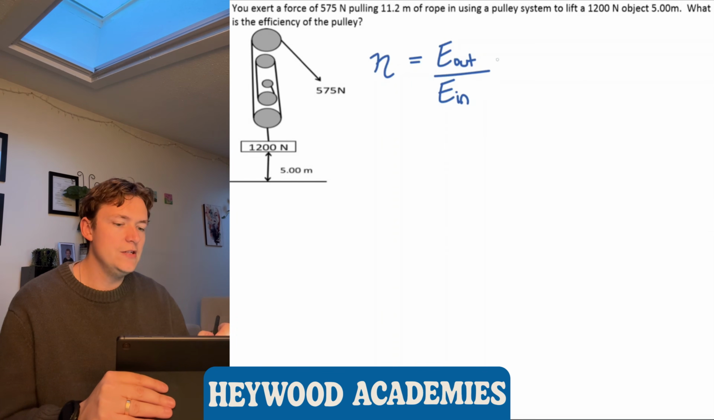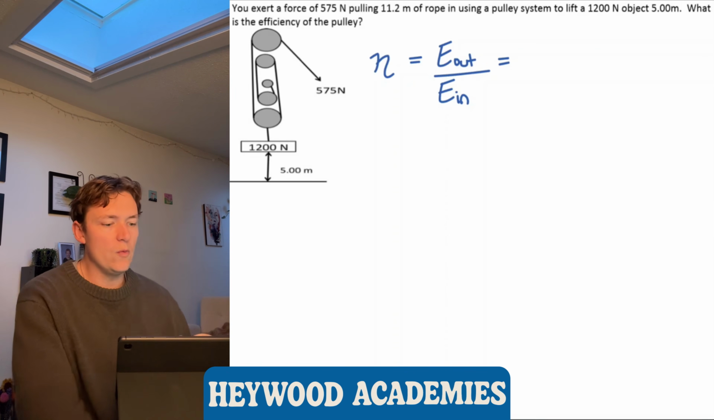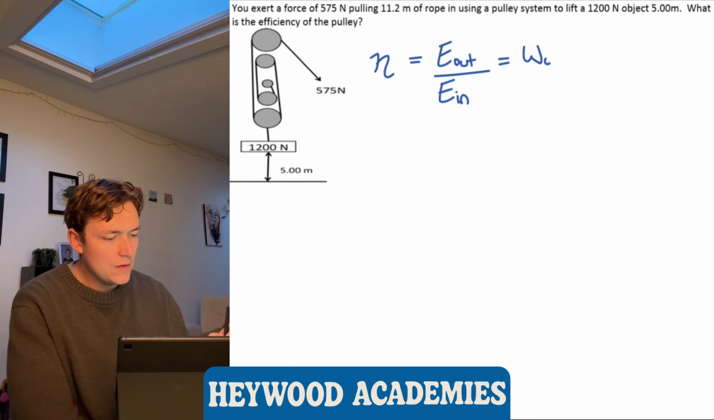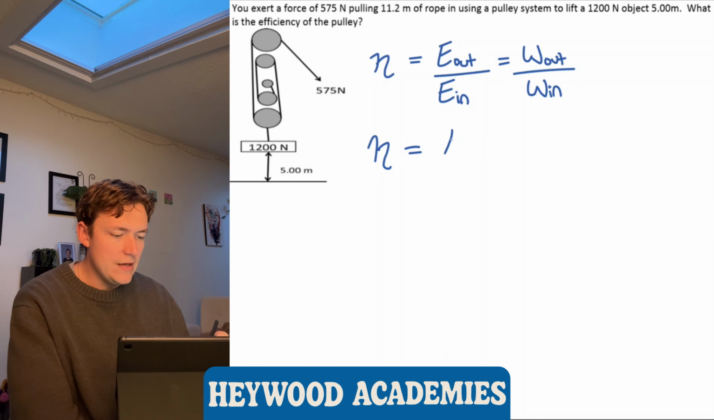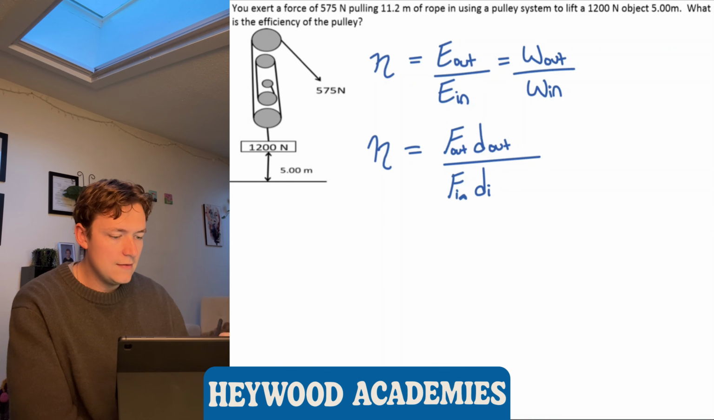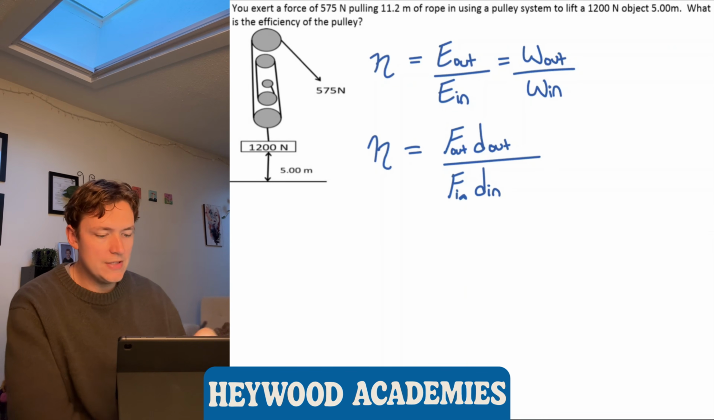And so in this case, the energy out and energy in, you could think of this as like the work out and the work in. So the work that we put out and the work that we put in. So let's actually write it like that, work out over work in. Then we know that the equation for work is just force times distance. So there's going to be a force that we put on the output side times the distance on the output side, and then all of that divided by the force that we put in and the distance that that force was traveling on the input side.